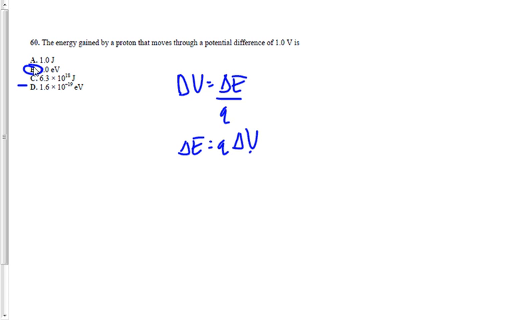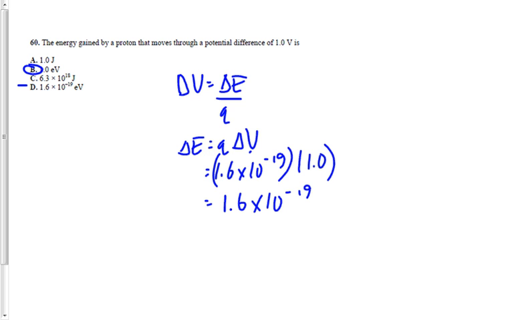Multiply the charge of the proton, 1.6 times 10 to the minus 19, by the potential difference of 1.0 volt. And what do I get? Well, lo and behold, it's 1.6 times 10 to the minus 19. But what are the units that we have there? Joules, right? If we're using joules, volts and coulombs, then we're going to get standard units out of this as well, 1.6 times 10 to the minus 19 joules. Now, that's not an option.